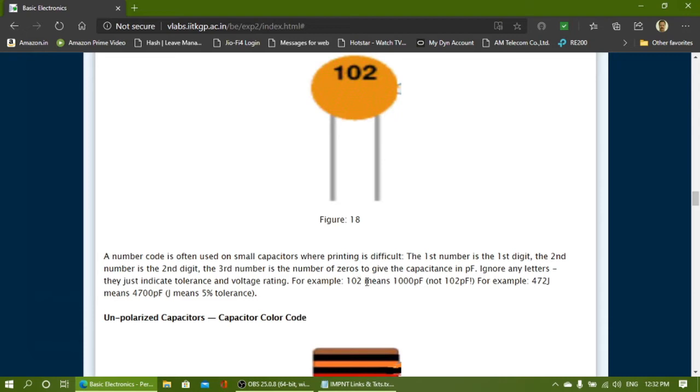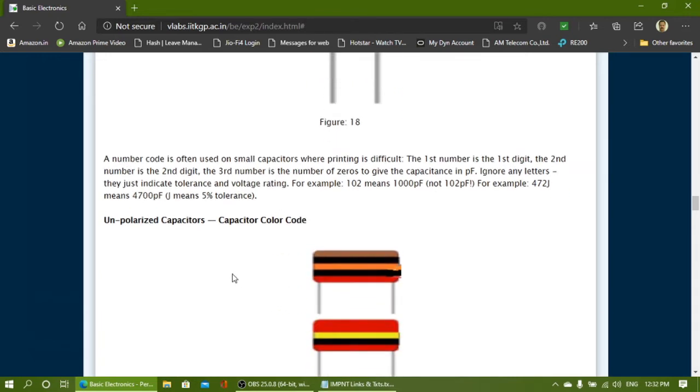For example, 102 means 10, and then 2 zeros at the right hand side, and it comes with a pF unit. So it's not 102 pF, it is actually 1000 pF, that means 1 nanofarad, or you can say 0.001 microfarad. For example, 472 means 4700 picofarad. J means 5% tolerance. This is all for the unpolarized categories of capacitors.